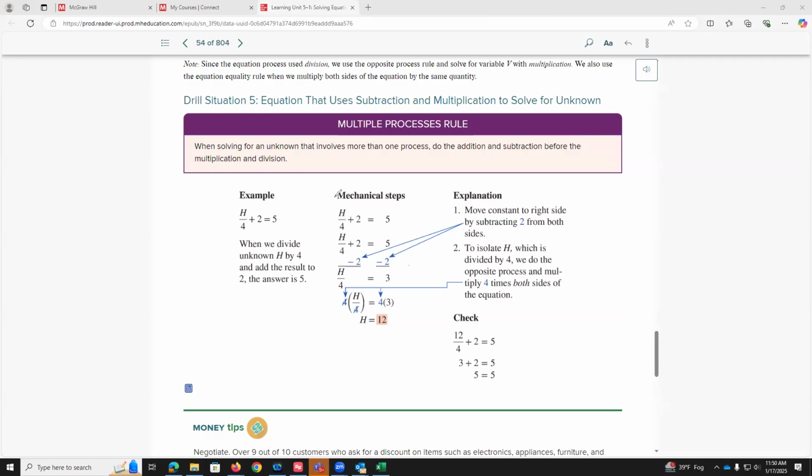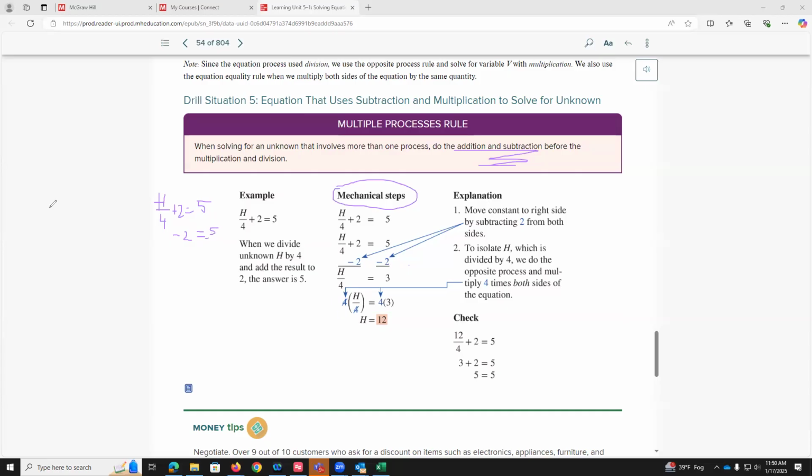And then it shows us over here our mechanical steps. Remember, it's a good idea to write this out in your notebook. So if I've got h over 4 plus 2 equals 5, my multiple process rule tells me to do the addition and subtraction first. To get rid of this 2, it's added, so I need to subtract it.